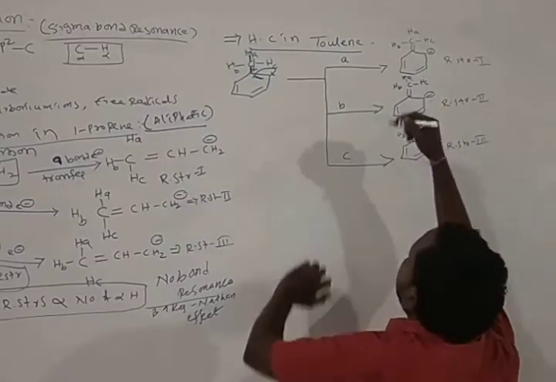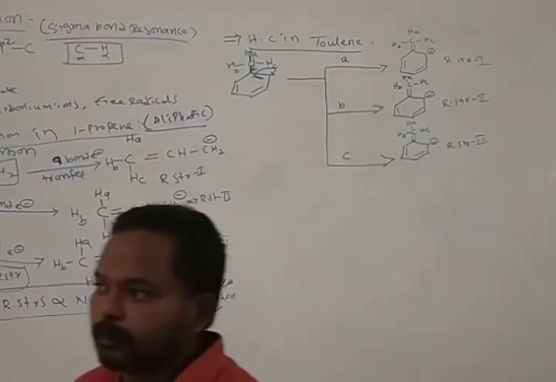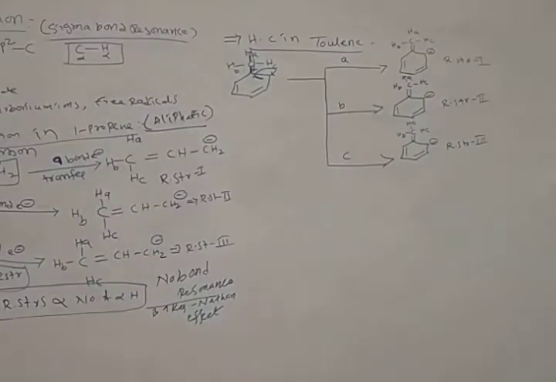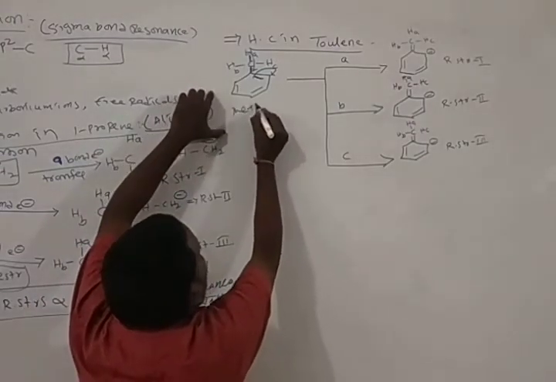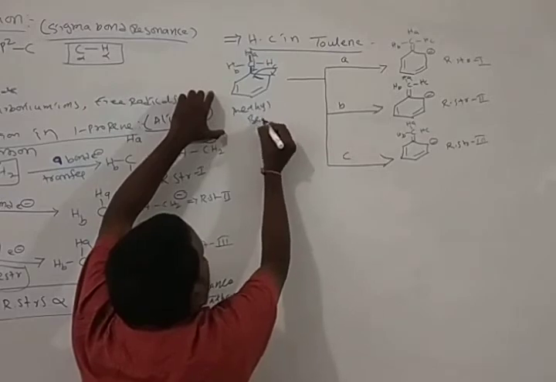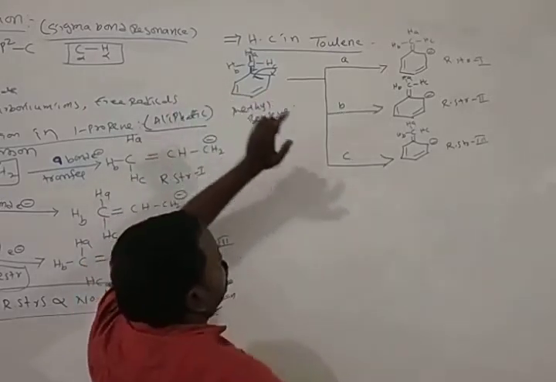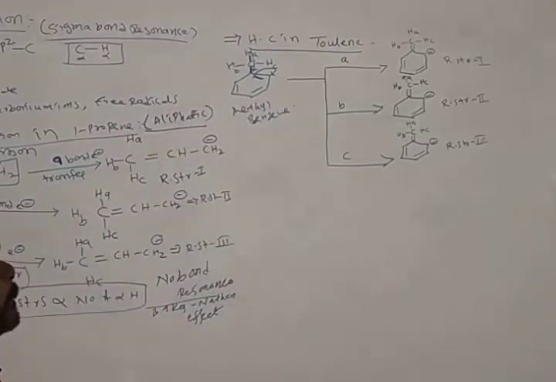This is the hyperconjugation. Three alpha hydrogens are there now, so it forms 3 resonance structures. This we call methyl benzene or toluene. This is the hyperconjugation in toluene.